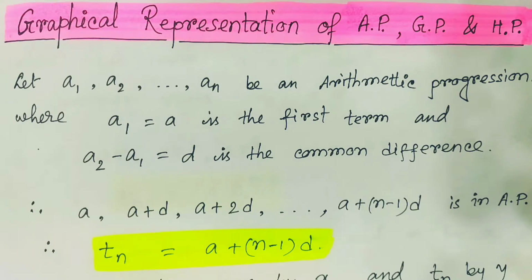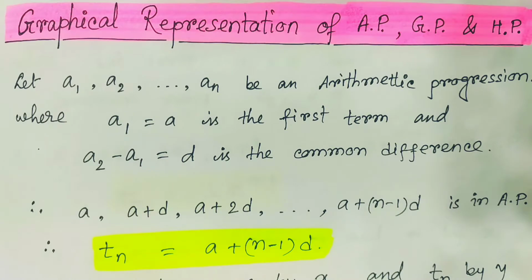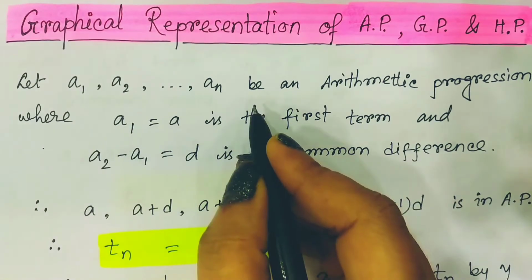Today I am going to discuss arithmetic progression, geometric progression and harmonic progression, but in a different vision. So for that, let us start with the AP. So what is AP? Let A1, A2, ..., An be an arithmetic progression. So this one is an arithmetic progression.